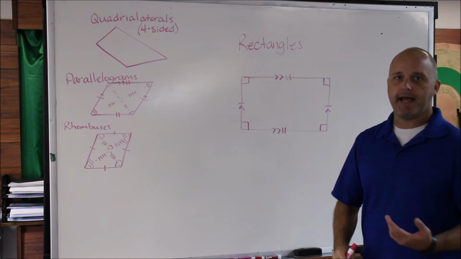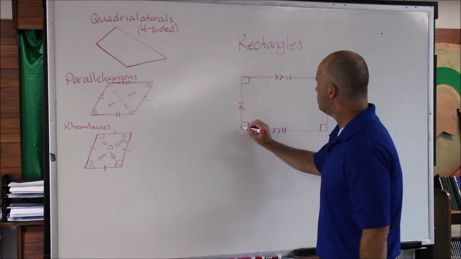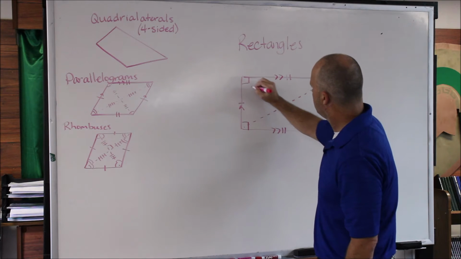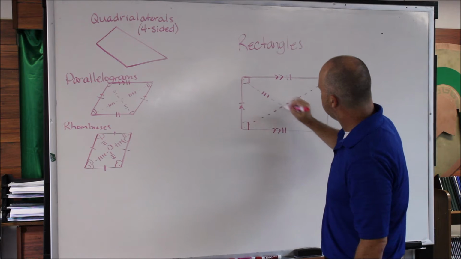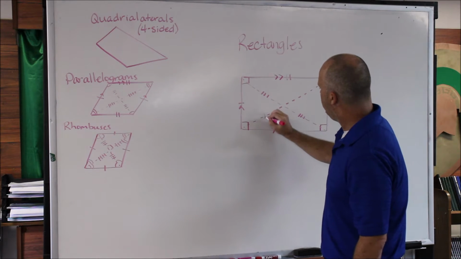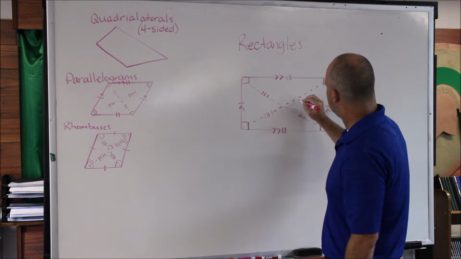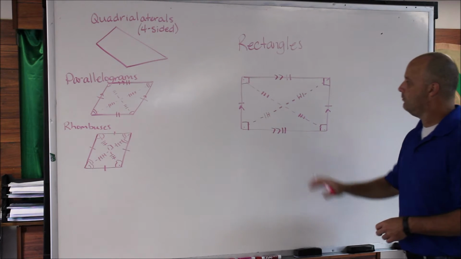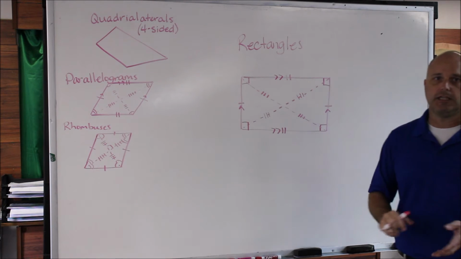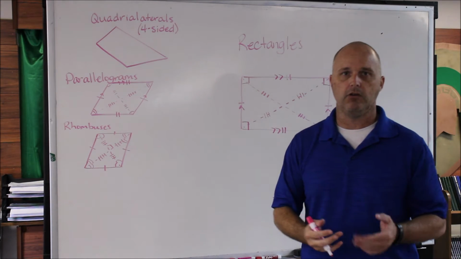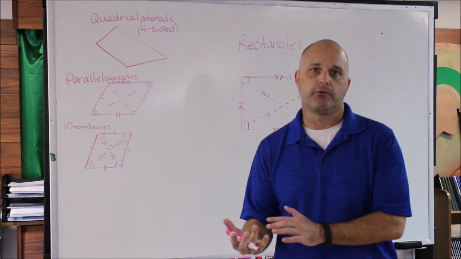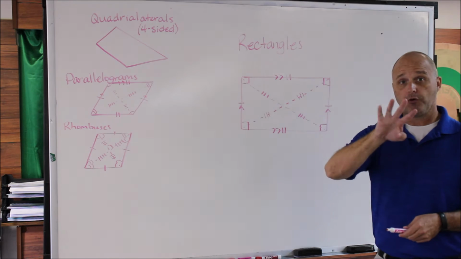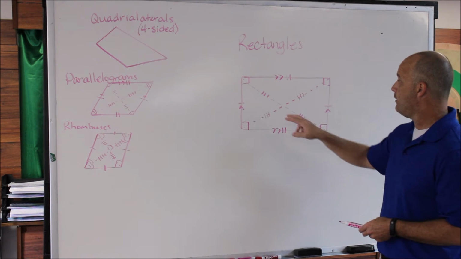And then the diagonals are going to bisect as well. So we get this is congruent to this, and this is congruent to, actually all four of them are going to be congruent. So when you're doing the diagonals of a rectangle, all of your diagonals are going to be congruent to each other. That means that they're also going to create four separate isosceles triangles within the rectangle.